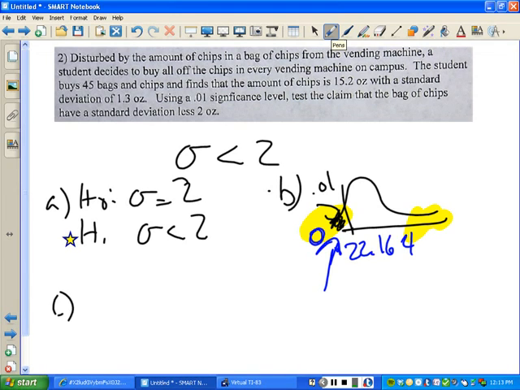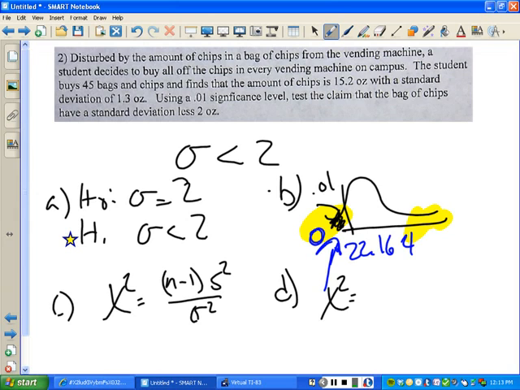Okay. Part C, you can do it. Chi-square equals n minus 1 times s squared over sigma squared. Is that right? Part D, chi-square equals 45 minus 1 times 1.3 squared divided by 2 squared. I was doing it in my head real quick. I wanted to look smart, I ain't gonna lie.